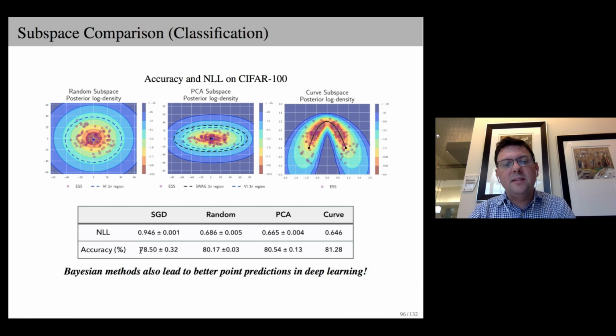So here we have a ResNet on CIFAR-100. It's getting 78.5% accuracy with classical SGD training. It's getting 80.17% with the random projection. And we're getting 80.5% with the PCA subspace and 81.28% with the curve subspace. So these are really non-trivial gains in accuracy.